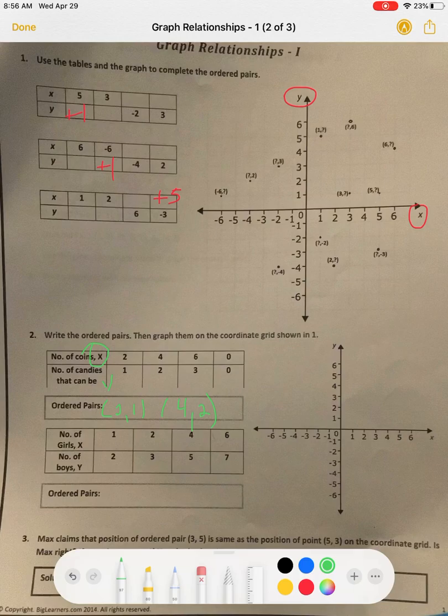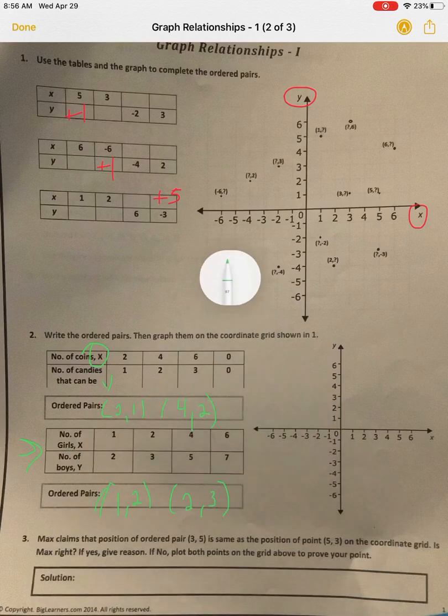The same thing for this particular section. Number of girls, x. Number of boys, y. So for the first ordered pair, x always goes first: open parentheses, x value, comma, the y value. The same thing for the next one: open parentheses, x value, comma, y value. Then they want you to go ahead and graph all of your points on the grid.